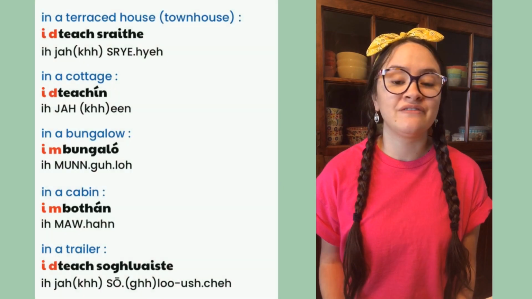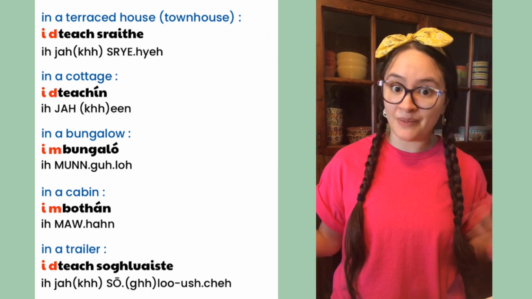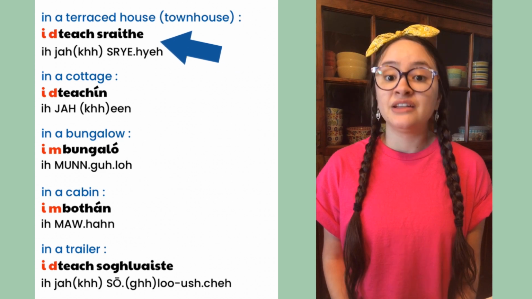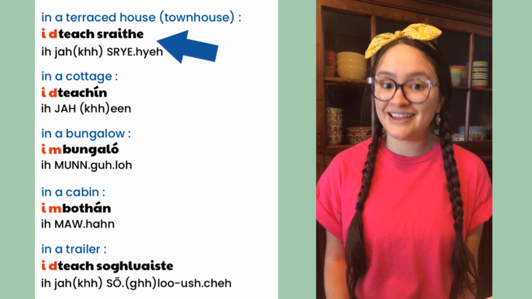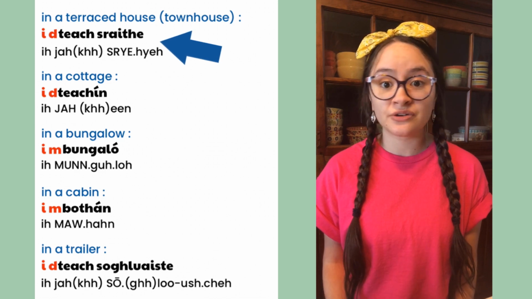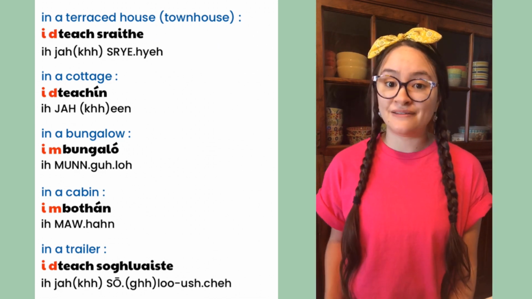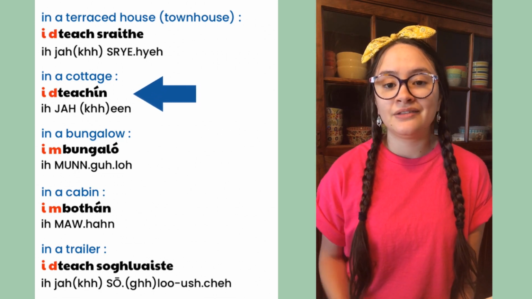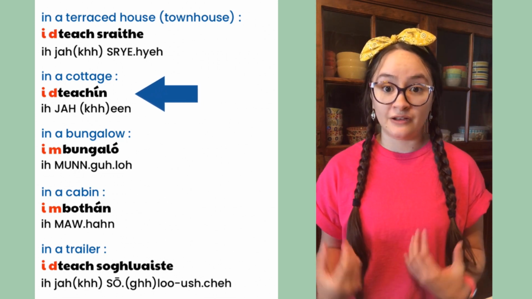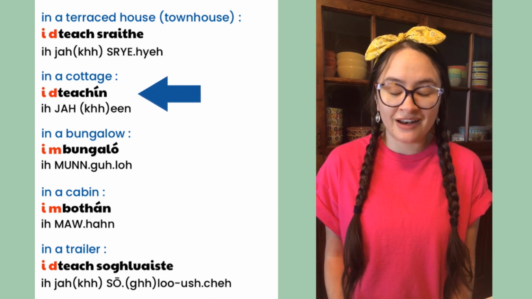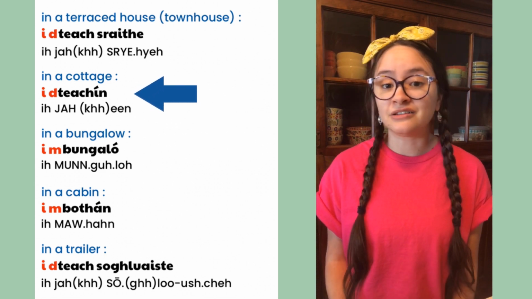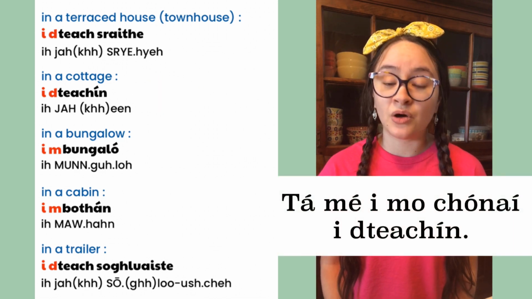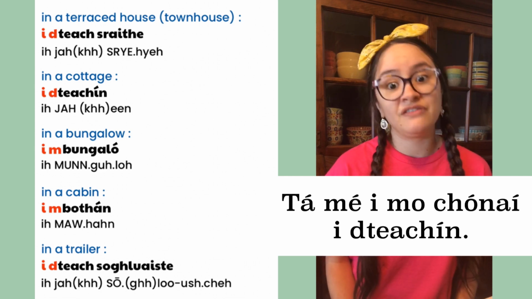Or you could say you live in a terraced house. That's what we in America would call a townhouse. Teach sraithe. In a terraced house, i dteach sraithe. Or you might live in a cottage. Teachín. The little ín on the end is like a diminutive suffix, so you're kind of just saying a little house. In a little house, i dteachín. Tá mé i mo chónaí i dteachín. I live in a cottage.